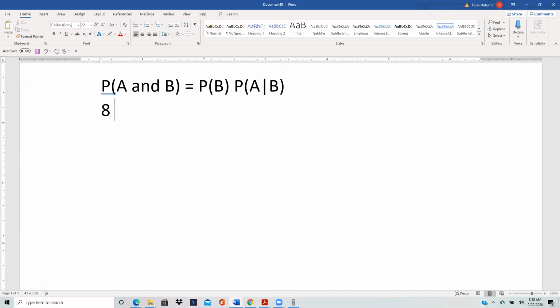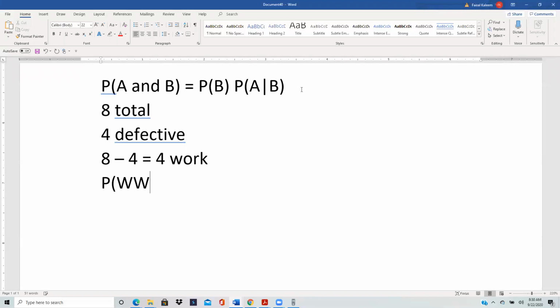Eight TVs total, 4 defective. So that means 8 minus 4 is equal to 4 work. The question was, what's the probability that both work? So work and work. So the first one works would be 4 working out of 8 total. So 4 out of 8.